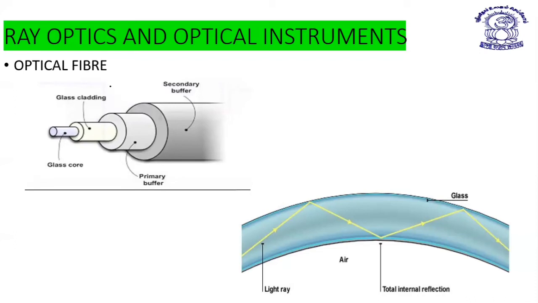The next application of total internal reflection is optical fiber. Optical fiber works on this principle of total internal reflection. They are made from high quality composite glass or quartz. Optical fiber consists of a core, cladding, and a buffer. The refractive index of core should be, inside is core and outside is cladding.